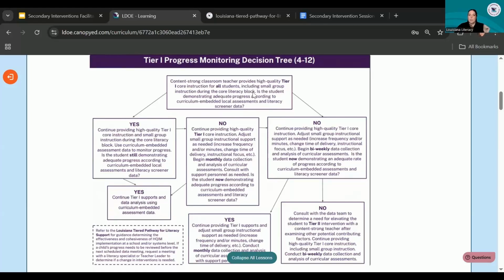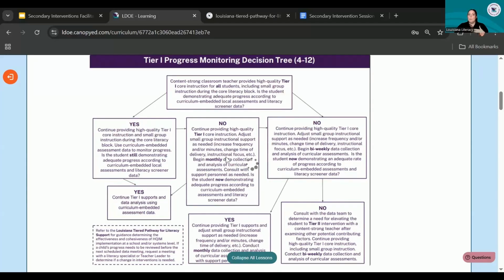So here the question is: is the student demonstrating adequate progress according to curriculum embedded local assessments and literacy screener? If the answer is yes, it tells you to continue doing what you're doing and just remember to monitor their progress. If they continue to demonstrate adequate progress and the answer continues to be yes, then you just continue with what you're doing. If the answer becomes no at any time, it shows you what to do.